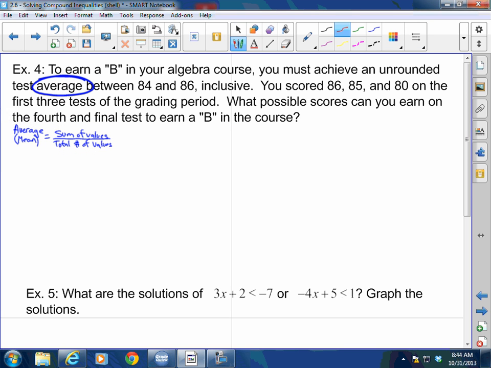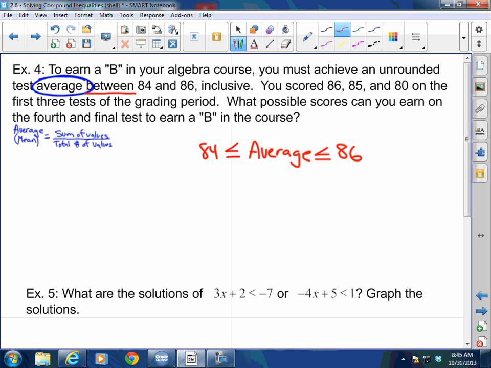Now, let's go step by step. We know that they want your average to be between 84 and 86. So what does that mean? The average must be greater than or equal to 84, and it must also be, guys, they want you between 84 and 86. So the average is greater than or equal to 84, but it's also less than or equal to 86. Is everyone with me so far through the logic that I'm using?